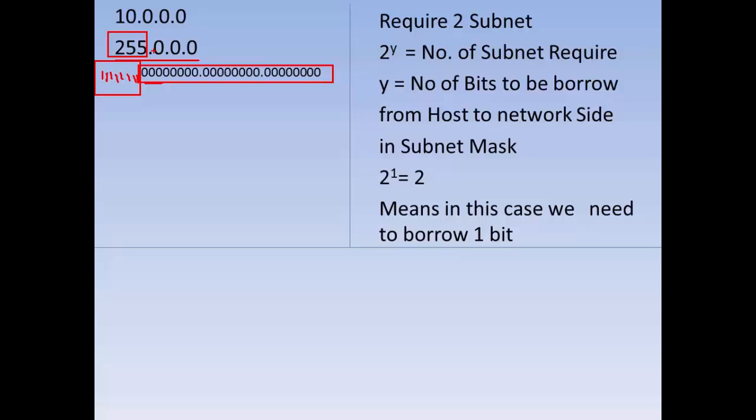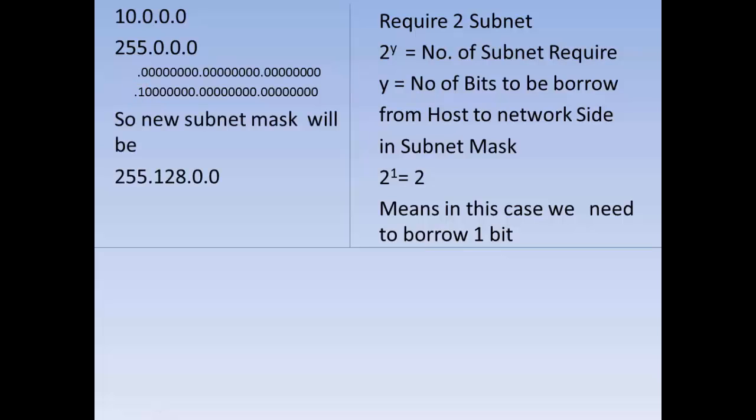According to the requirement, we need to borrow 1 bit from the host to the network side to fulfill the requirement of 2 subnets. When I borrow 1 bit from host to network side and convert back from binary into the decimal number system, the new subnet mask will be 255.128.0.0.